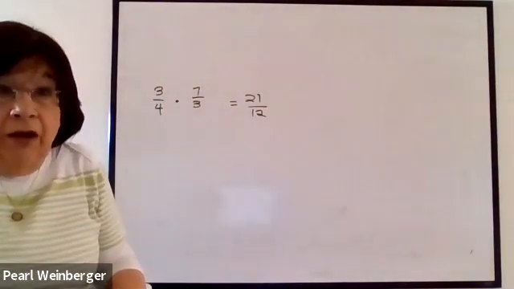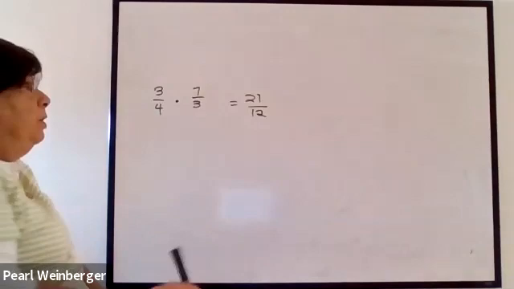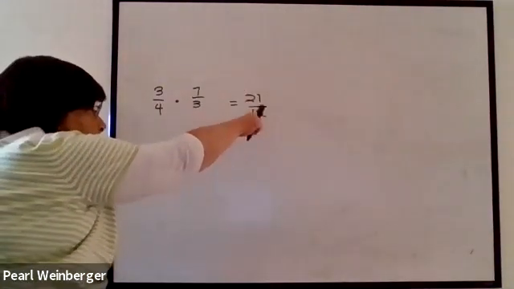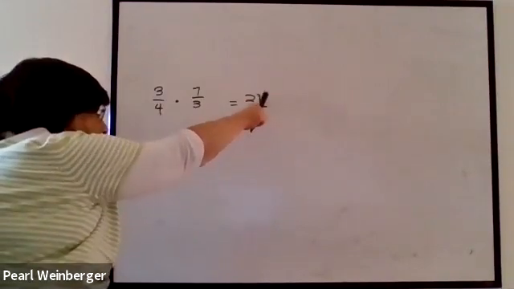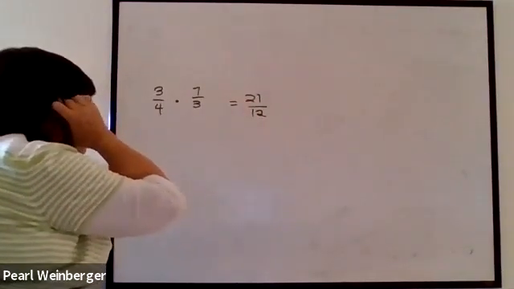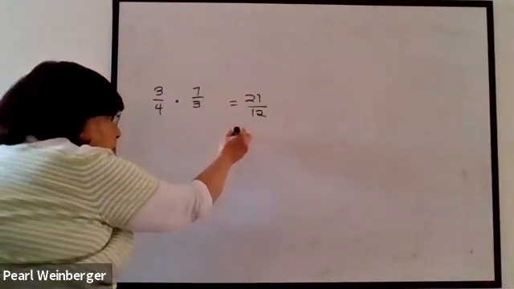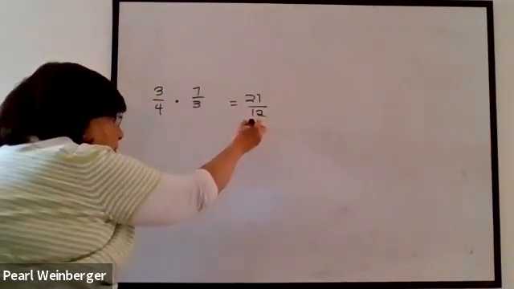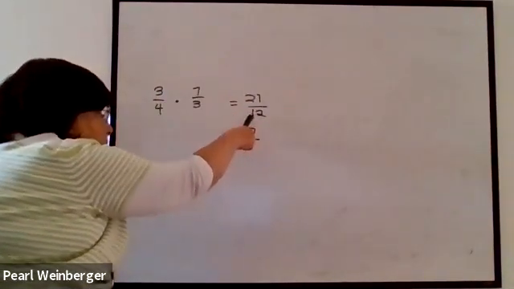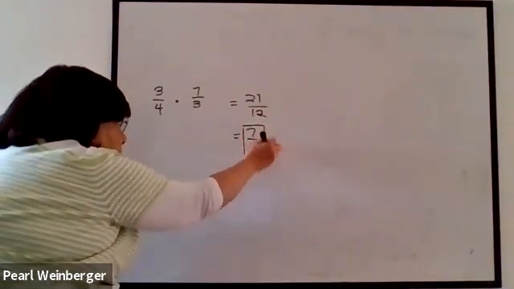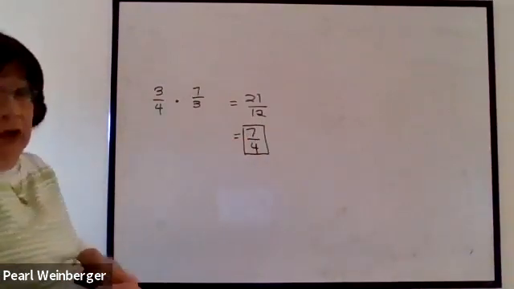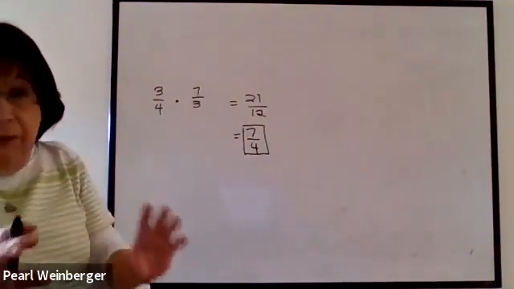Of course, what we then want to do is reduce our fractions and get our answer in simplest form. So once I've got my answer, I have to simplify the 21/12. I noticed that both the numerator and denominator could be divided by 3. 21 divided by 3 gives me 7. 12 divided by 3 gives me 4. And my final answer becomes 7/4. That's the basic rule.